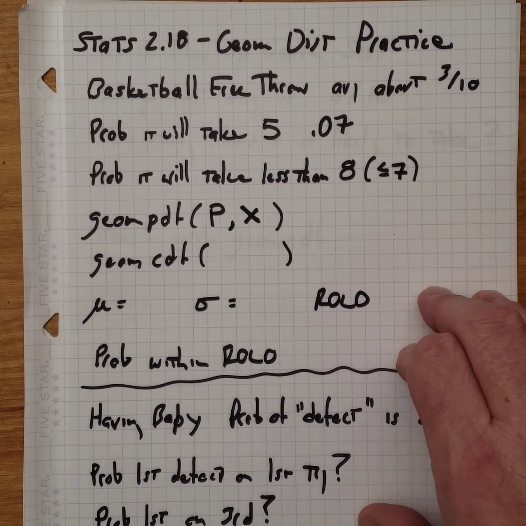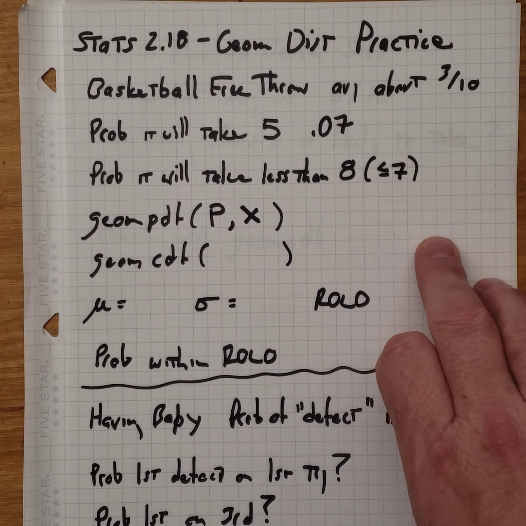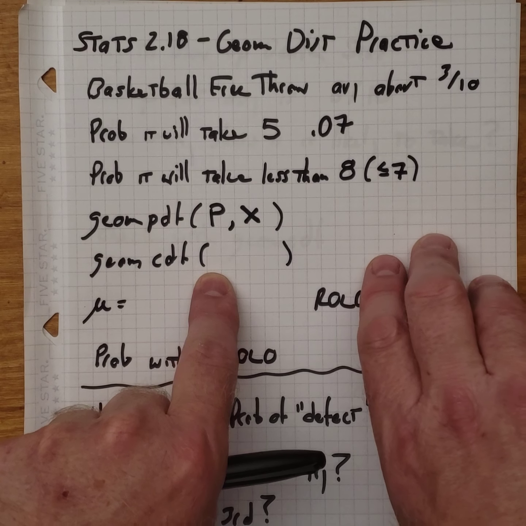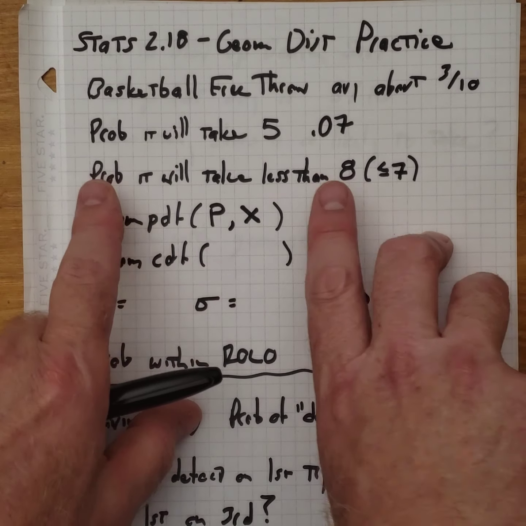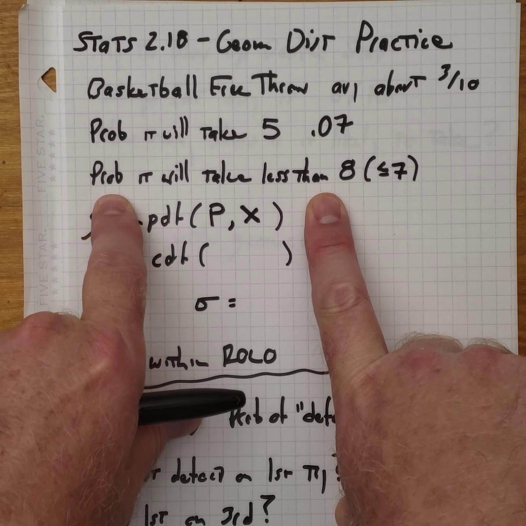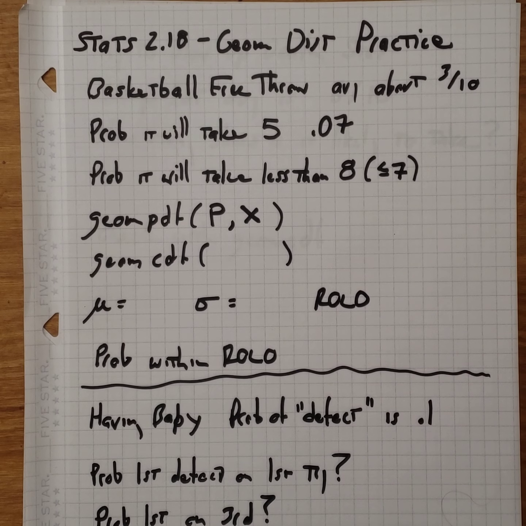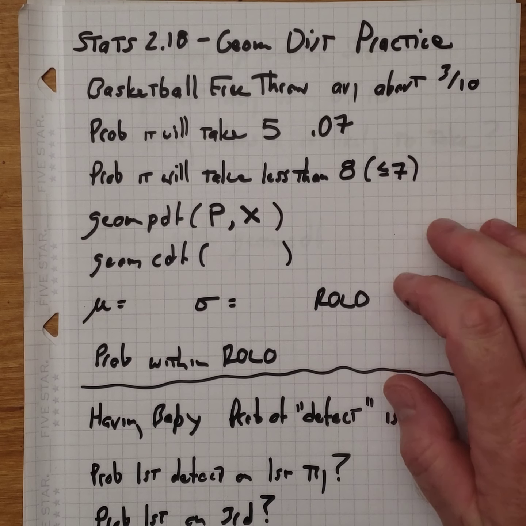Now, I alluded to this a few videos ago when we talked about the things we were going to be doing, that there's also the cumulative distribution function. And that's used to answer questions like this. What's the probability that it will take fewer than 8 shots in order to get our first basket? In other words, what's the probability that one of our first 7 shots will be successful?